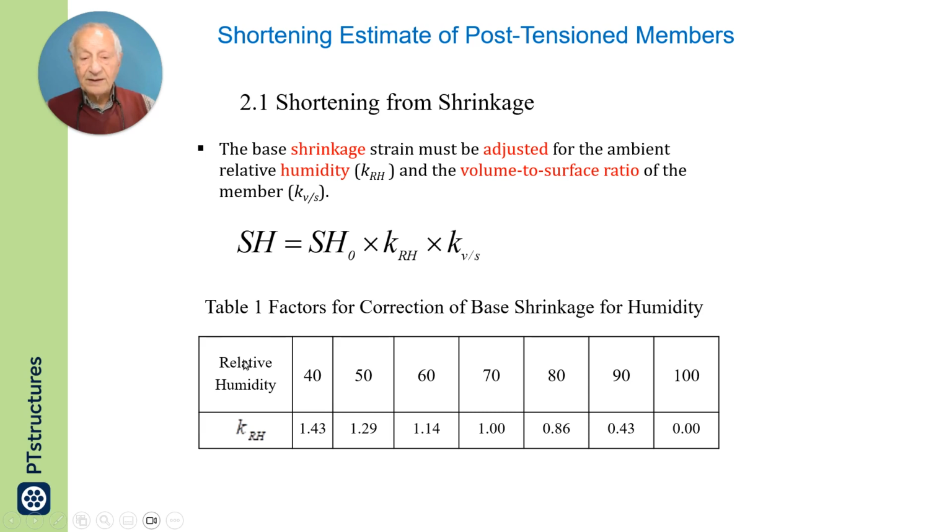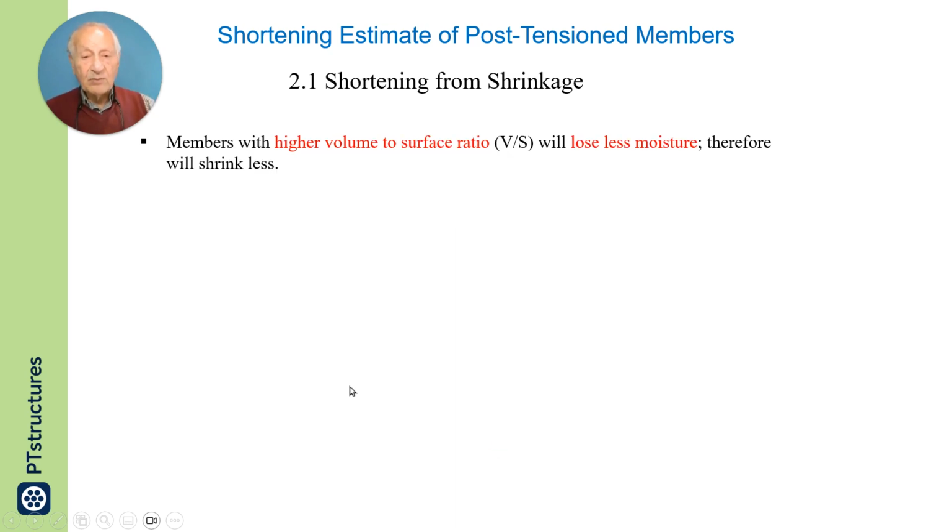For humidity, depending on the ambient humidity, the shrinkage value calculated will be multiplied by these coefficients. For 100% humidity, there will be 0 shrinkage. Typically, the values are calibrated for 70%, for which the modification will be 1, so in effect, no modification.